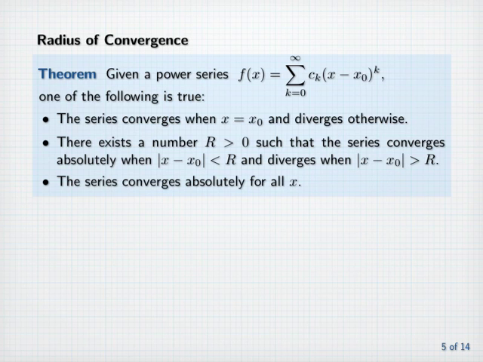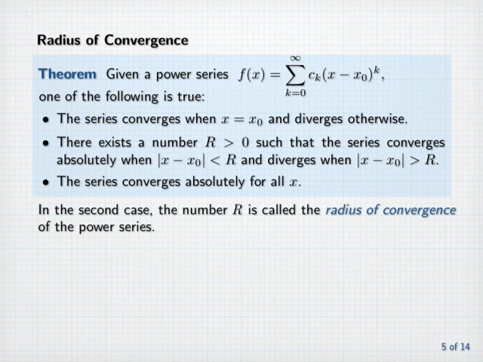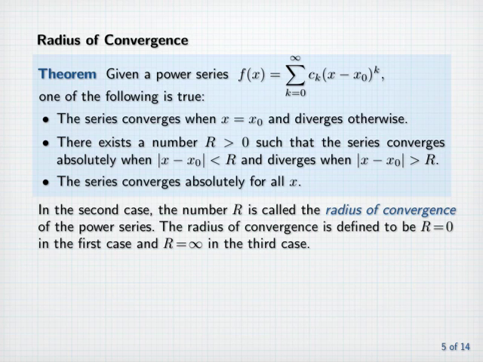or the series converges absolutely for all x. Now, in the second case, the number r is called the radius of convergence of the power series. The radius of convergence is defined to be r equals 0 in the first case and r equals infinity in the third case.